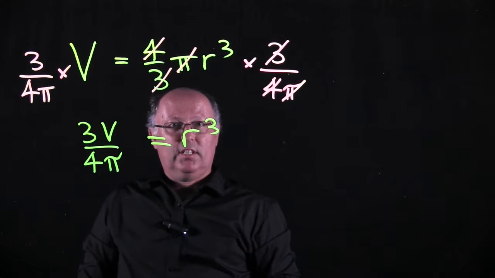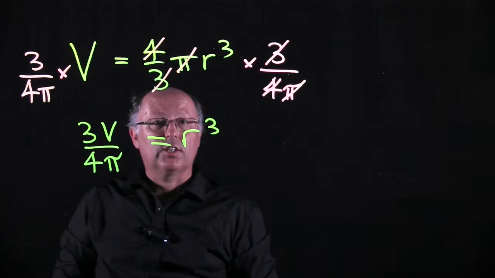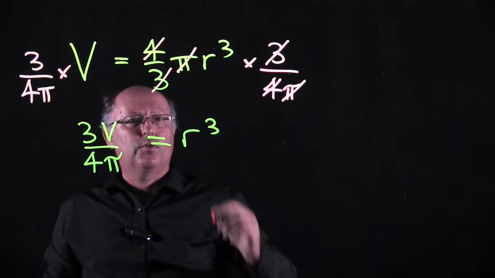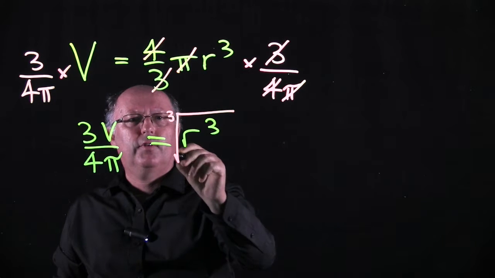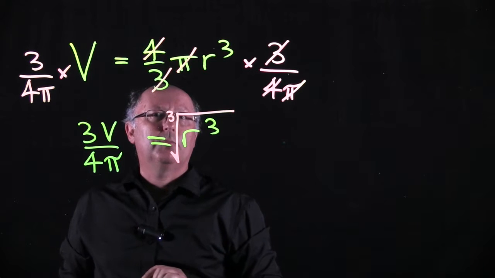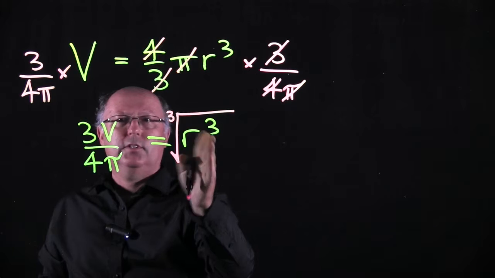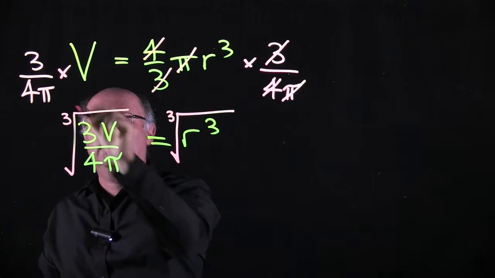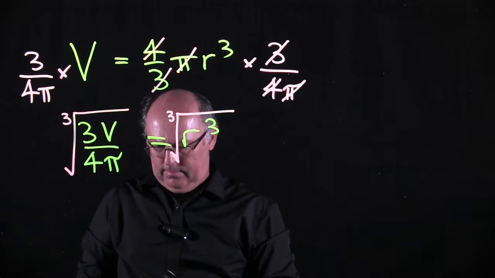Finally, to get r as the subject of the formula, I need to remove the cubing, and the opposite thing to cubing is cubed rooting. So I want to do the cubed root. Remember, the symbol for a cubed root looks just like a square root, but with a tiny superscript 3. That's cubed root. Whatever we do to one side of the equation, we must do the same thing to the other side to maintain the equal sign.